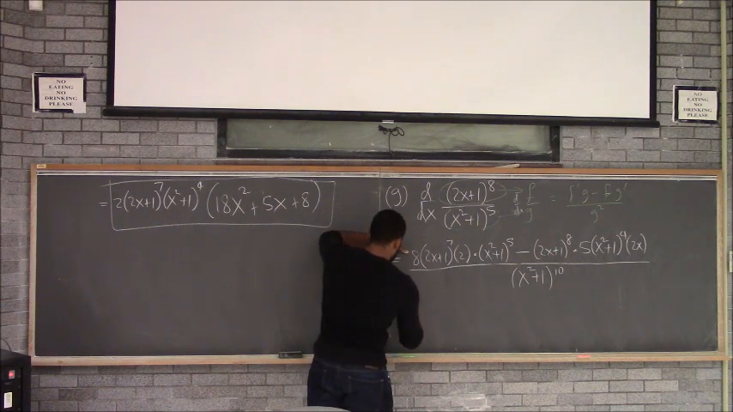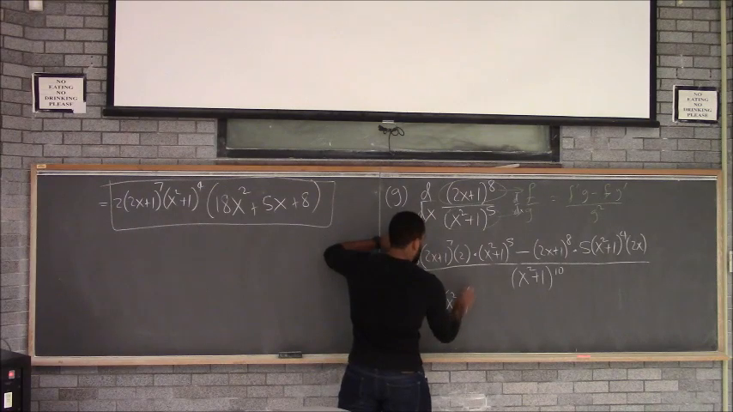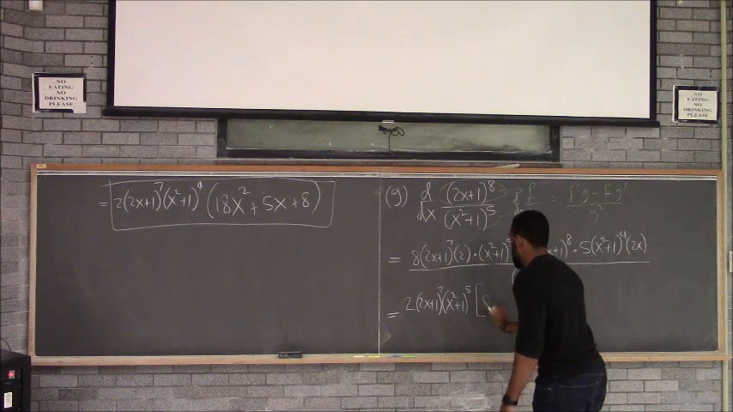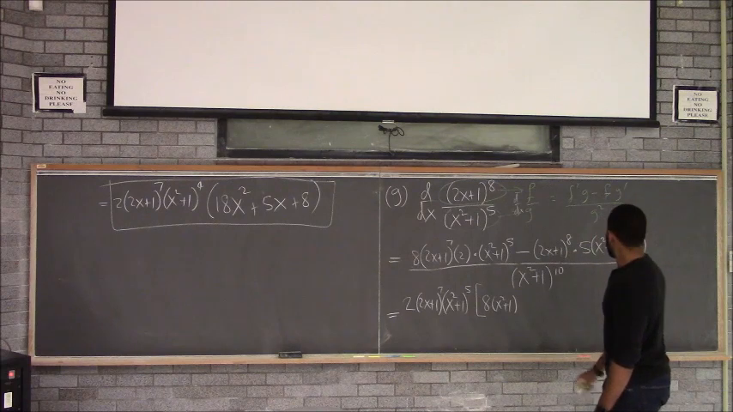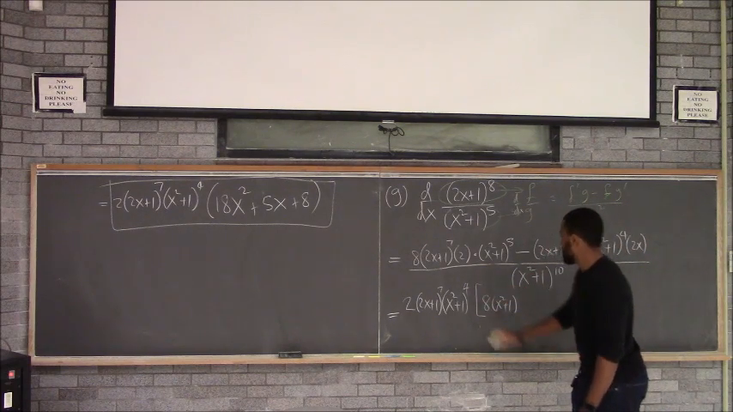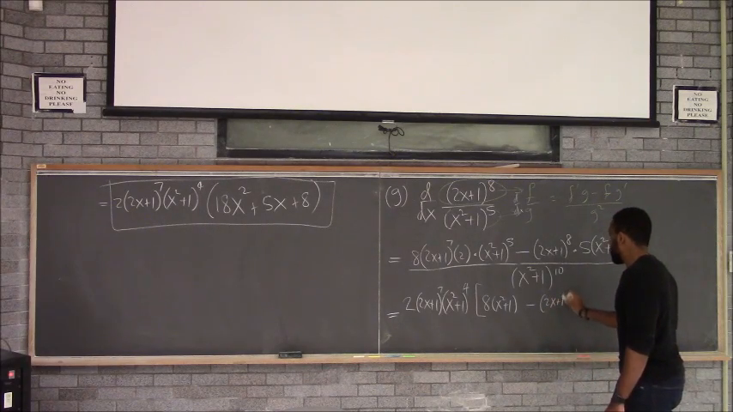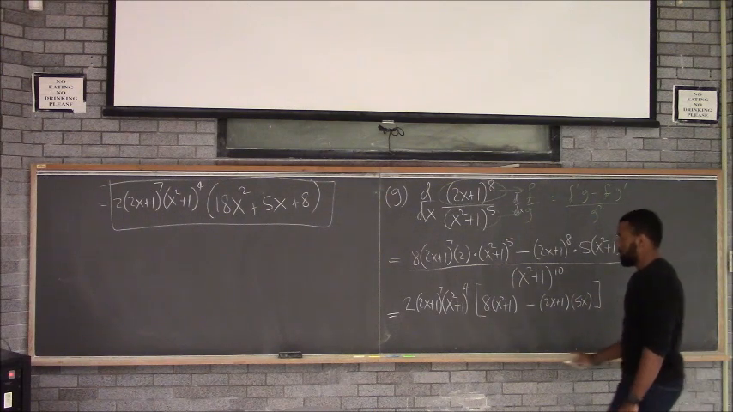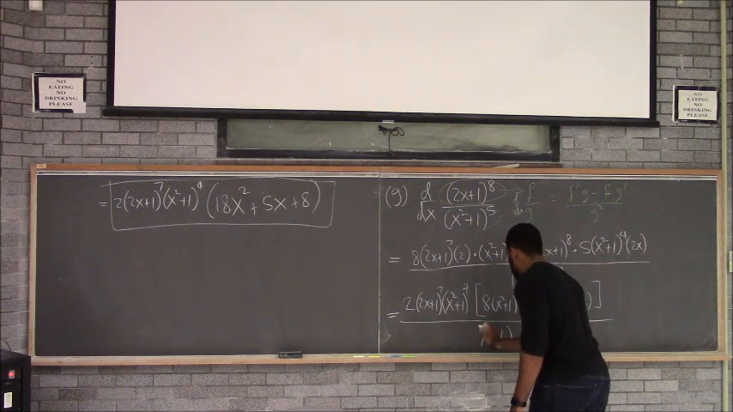There's a common 2. There is a common 2x plus 1 raised to the 7th. There's a common x squared plus 1 raised to the 5th. And I will be left over with 8 times x squared plus 1 to the 4th, minus 2x plus 1 times 5x, all over x squared plus 1 to the 10th.